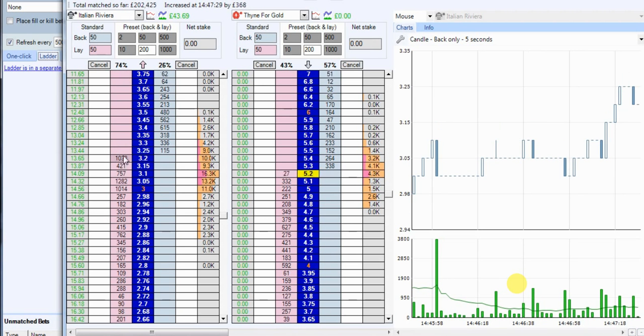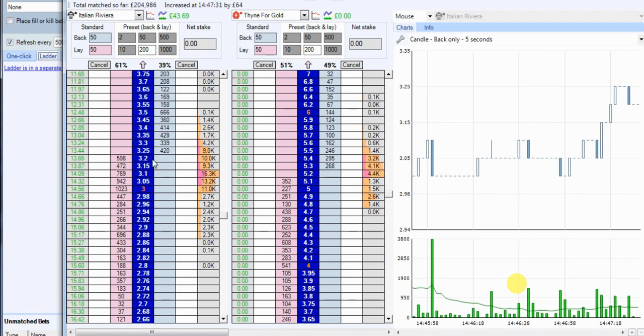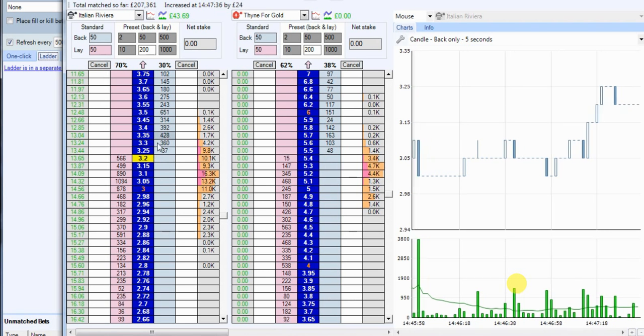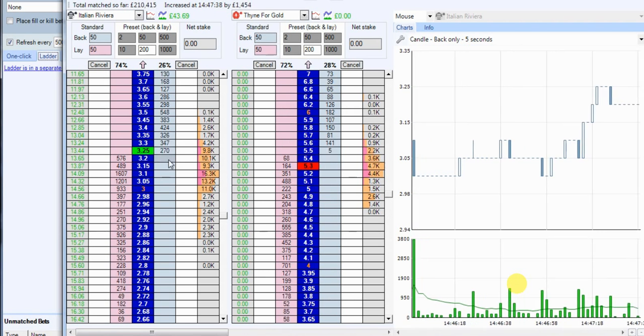So again, I'm expecting the price to drop at some stage. So I'd be watching the short-term liquidity. I'd be watching the lay price to reduce and look to ride any downward steams.